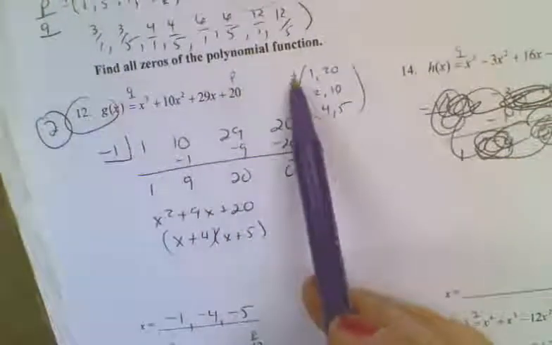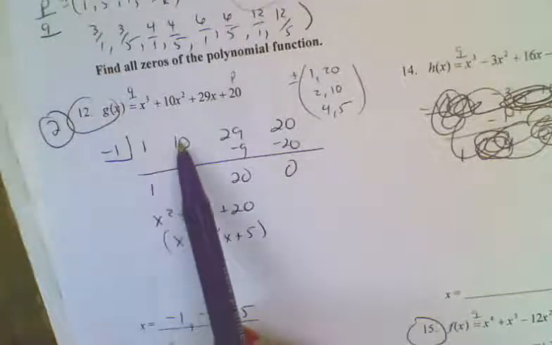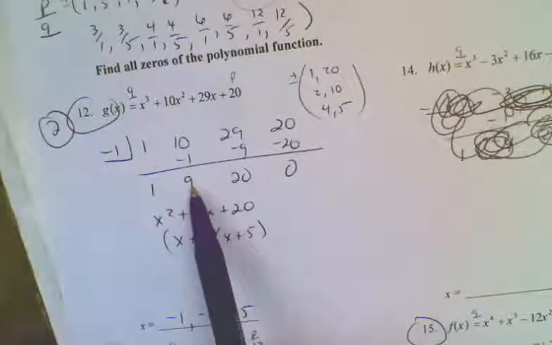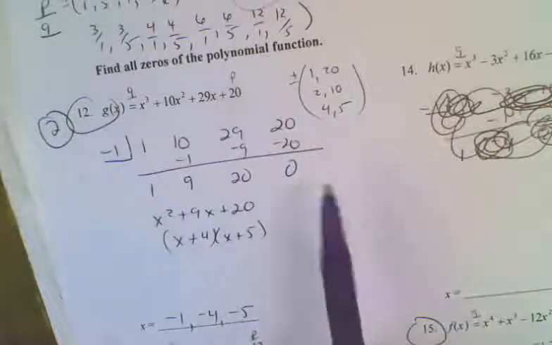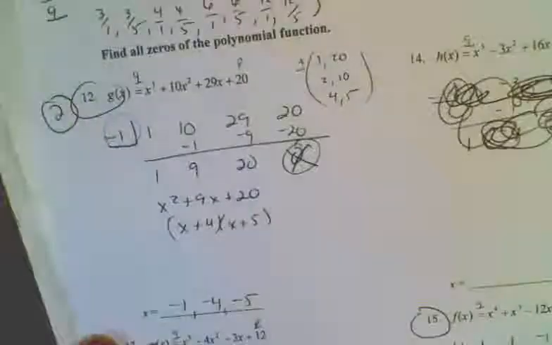So I started trying 1, negative 1. When I got to negative 1, synthetic division, I put my coefficients, bring down the 1, multiply and add, multiply, add, multiply and add. I find out that the remainder is 0. That's good. That means that's one of my roots.